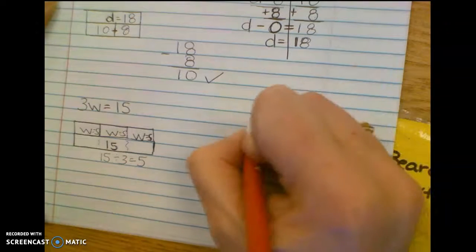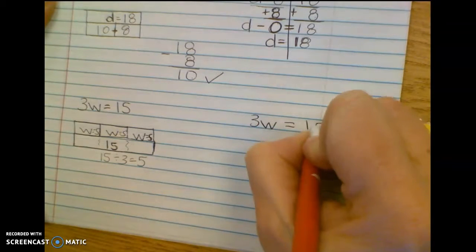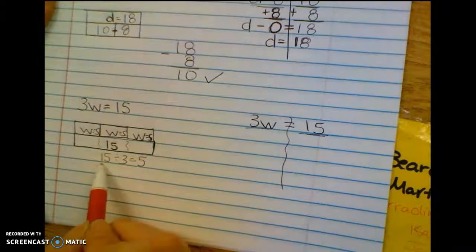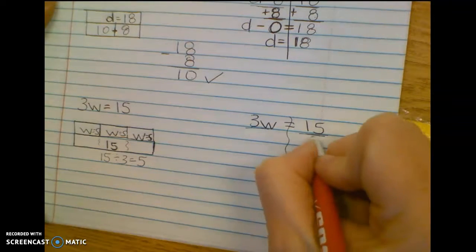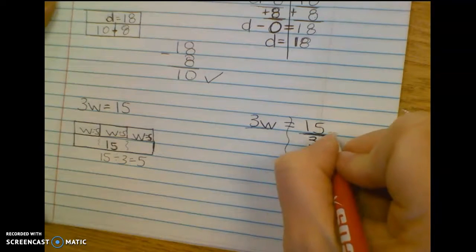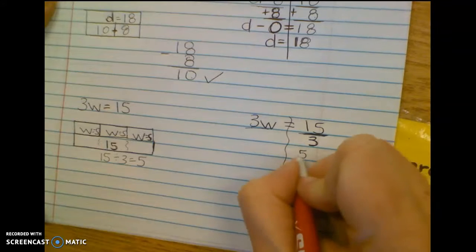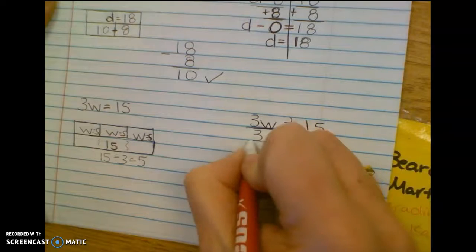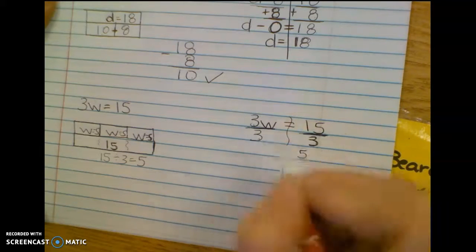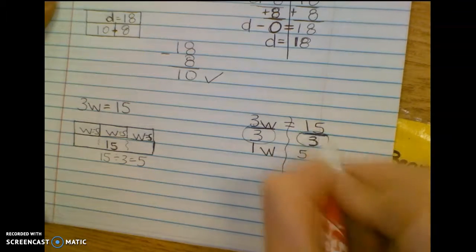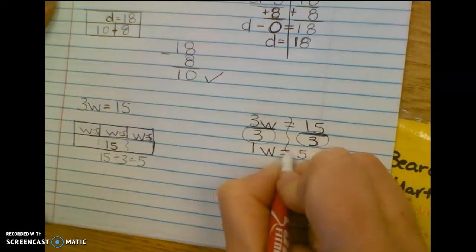Algebraically speaking, 3W is the same as 15. So again, we have this side of the balance and this side of the balance. What did I do to 15? I divided it by 3. So I take 15 divided by 3, and I have to actually do the math. 15 divided by 3 is 5. Over here, I do 3W divided by 3. Well, 3 divided by 3 is 1W. Since I've done the same thing on both sides, I have got it back to balance.